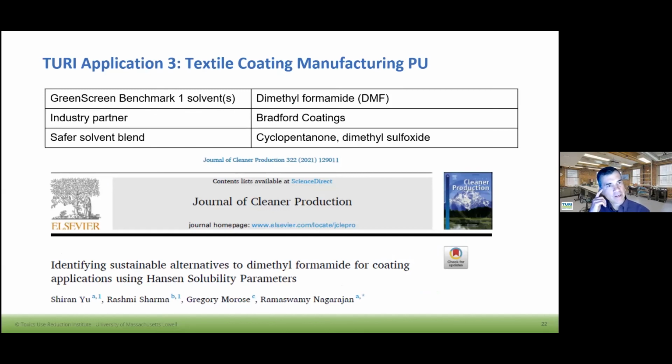A third application that we used this process for was to replace dimethylformamide, or DMF. And the DMF was used to dissolve a polyurethane in a textile coating process. And our industry partner was Bradford Coatings, and we were able to find a binary solvent blend mixture to replace the DMF. And the results of this are published in the Journal of Cleaner Production.